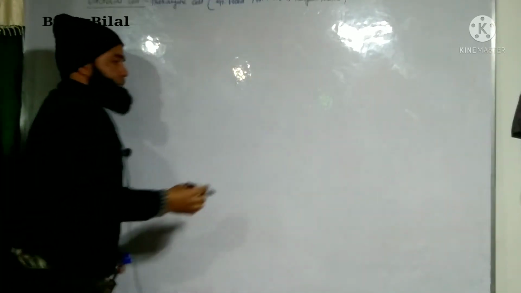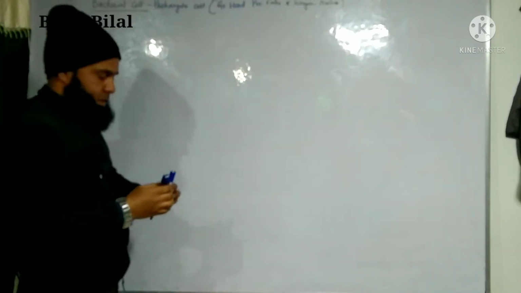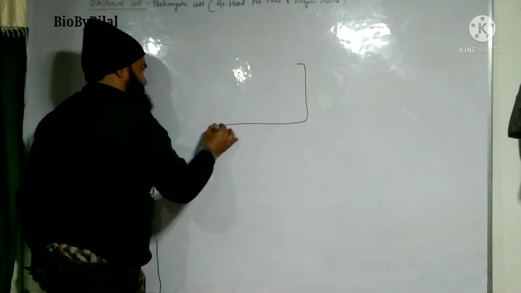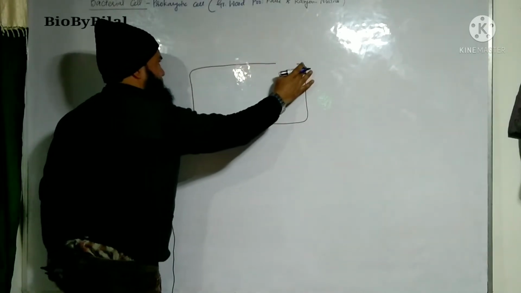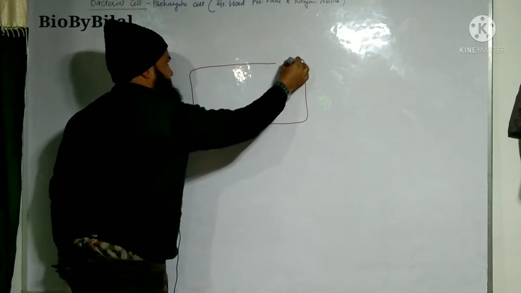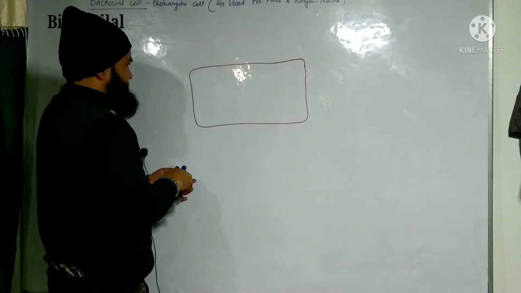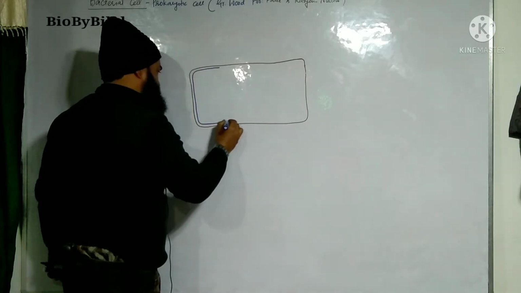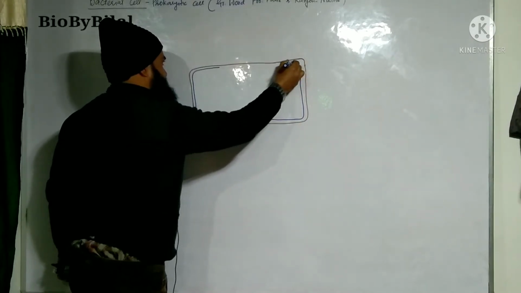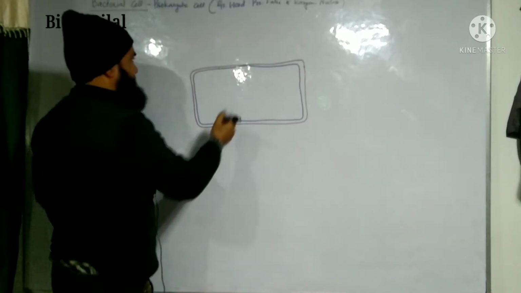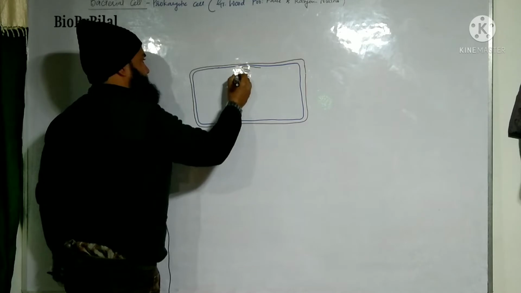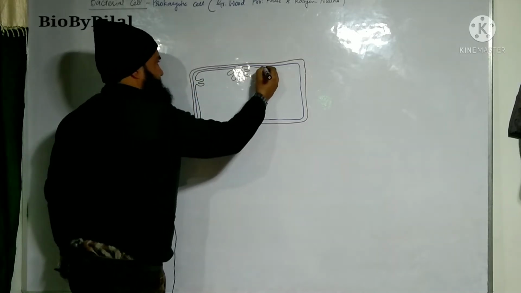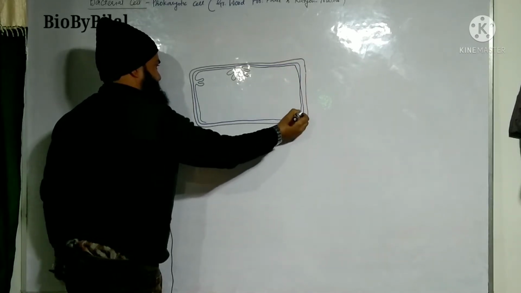So first of all, I'll try to draw the diagram of the bacterial cell. Then I will discuss the points one by one. Firstly, there is an external covering of the bacterial cell in the form of glycocalyx. Then inner to this there is a cell wall, and inner to the cell wall there is the plasma membrane, which gets invaginated at certain points. I'll discuss the invagination also, but first of all we must draw this structure here.